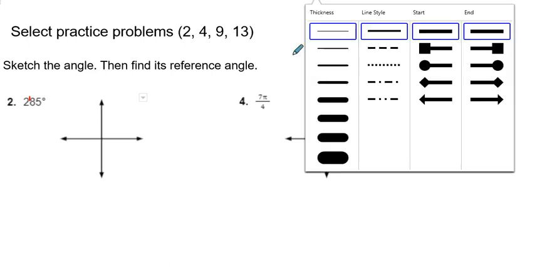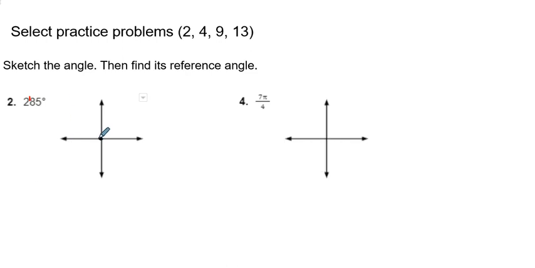All right, let me switch over to black. So we get 285 degrees. So to sketch the angle, you're going to find your vertex and you're going to do your initial side. That's always the start. And we can actually do that on the other one as well because it's not going to be any different.